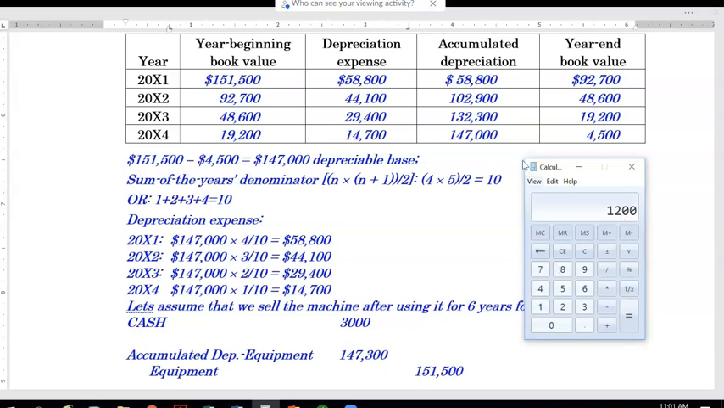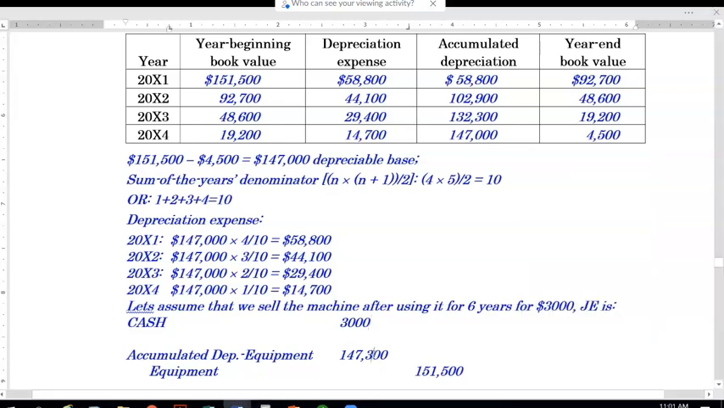What did I say? 147. Here is 147. Okay, here I made a mistake here. Give me a second. This is 0. This comes from here. You see that? Right there. Okay, let's do the calculation one more time.